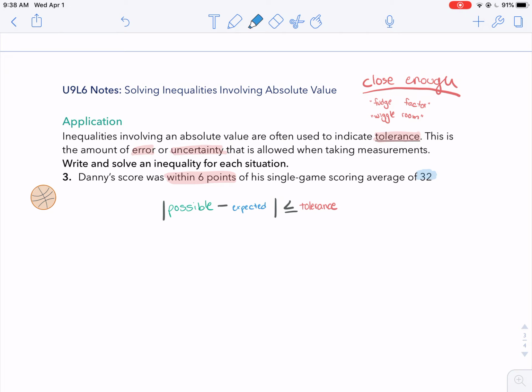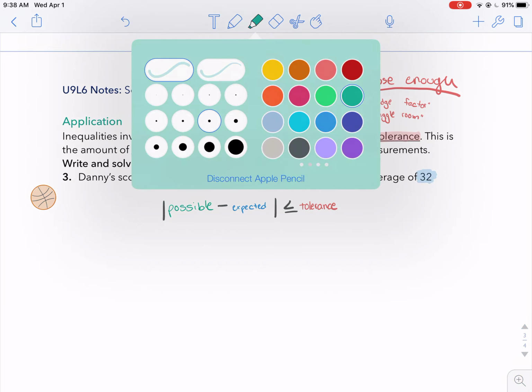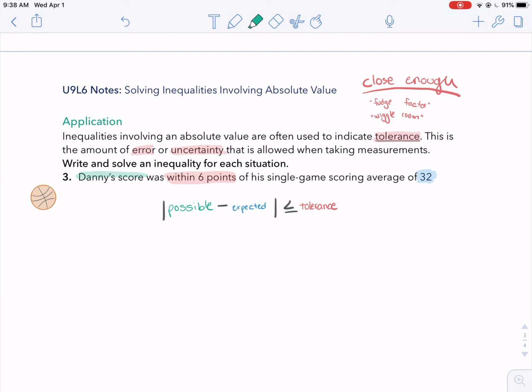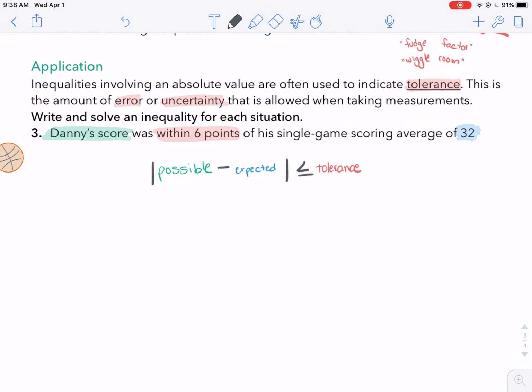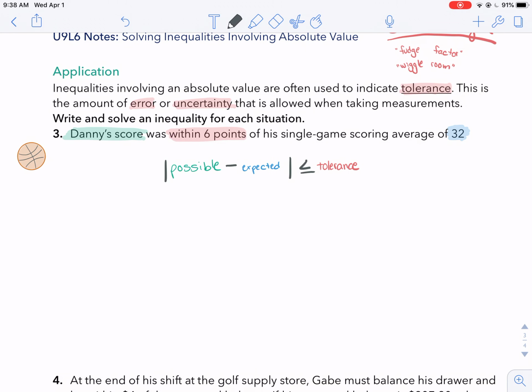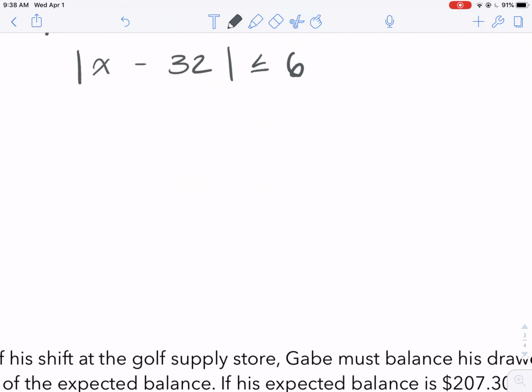His average is 32. We expect him to get 32 points in a game. Now, his score range is going to be within that plus or minus 6. So those are the possible scores he could have. Let's plug in the information we know. We don't know his possible scores, x. We know his expected is 32. We'll take the absolute value of their difference and set it less than or equal to our tolerance interval, which is 6. So here we go.